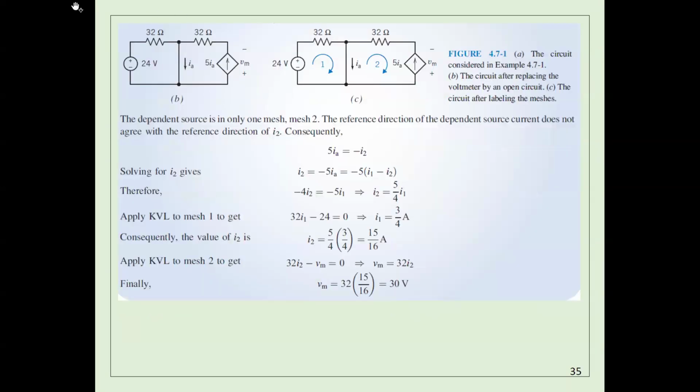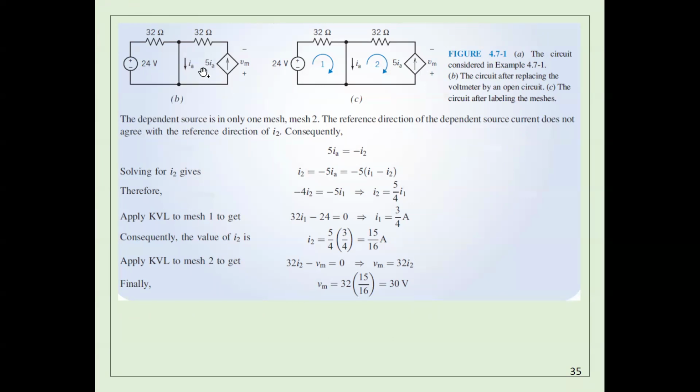So now I give you another example. I got it from the textbook. So let's do it here. As you see here, we have a voltage source of 24. We have a current source here. This one is independent. This one is dependent. And as you see here, we have an unknown, 5IA. The current here is actually 5IA. Is that okay?